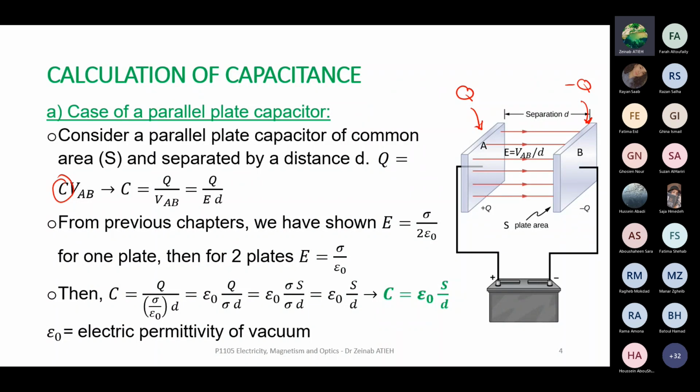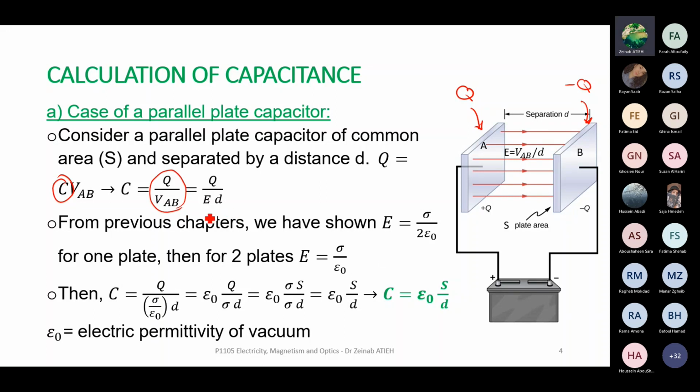So by definition, C is equal to Q over the voltage of the capacitor. We have explained this in the previous slide. So C is simply Q over VAB. So if we are able to calculate this, we can find C.